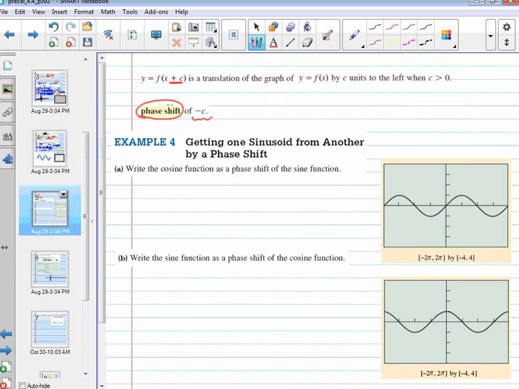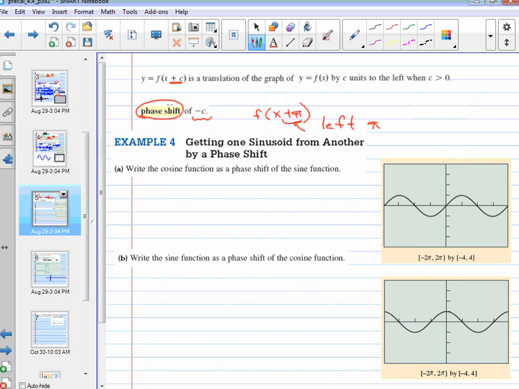So, if I had f of x plus pi, that means it's a phase shift of negative pi. I'm moving left pi. So when we say the phase shift, we actually use the sign in the direction we're really going. A phase shift of negative pi moving to the left. Well, that's what you would tell me if you read this. You would say, oh yeah, I'm going to the left pi. That's what plus pi right there means. So we call it a phase shift of negative pi. So let's see if we can do that.